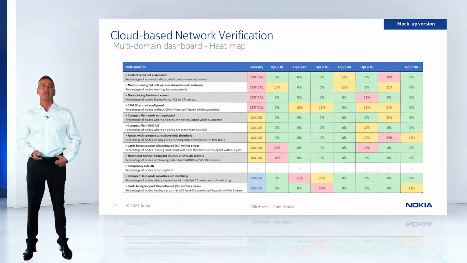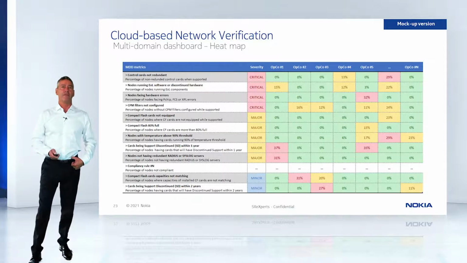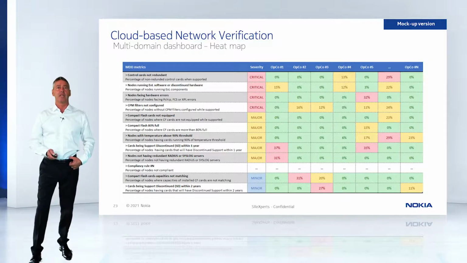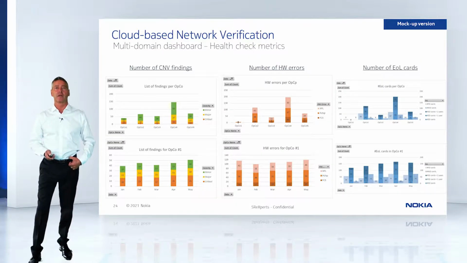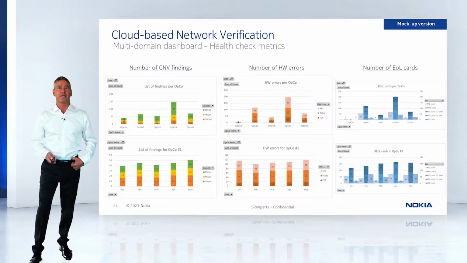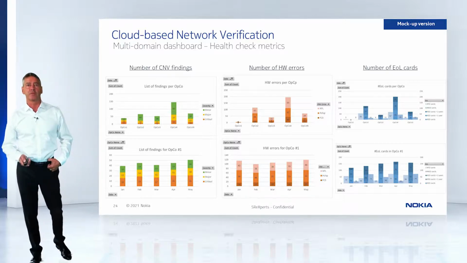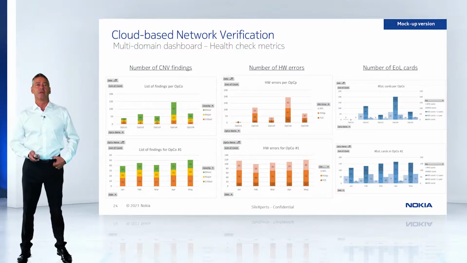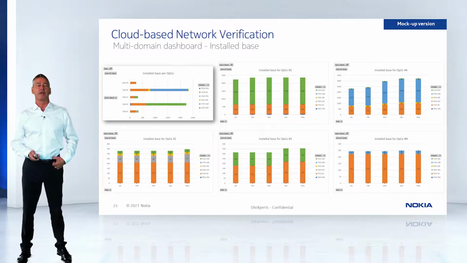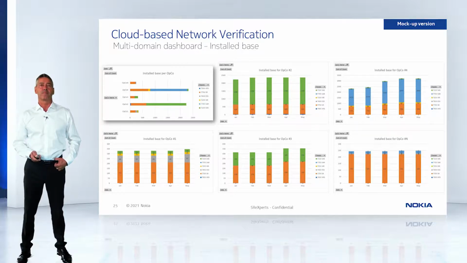So this is what it will look like. This is kind of a mock-up. You have a heat map, you see all your different cities or countries, and it will highlight which ones are in good shape and which ones are not. Then you also have the health check matrix, which shows the CNV findings for the multi-domain dashboard: the end of life split between the opcos, the number of hardware errors they have. And there's another one called the install base: what's the split of all the SR types that they have in the network?